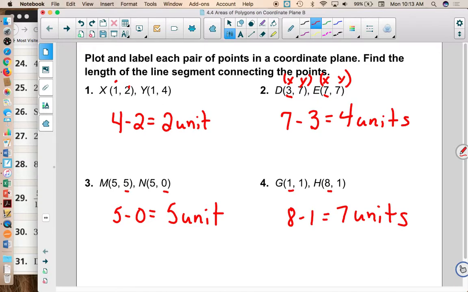Put a dot. Now, the other one says to go over 1 and up 4. Now, use a straight edge and draw your line segment in. That doesn't mean sit there and freehand it. That might mean I might need a ruler. Use a straight edge to draw these in.